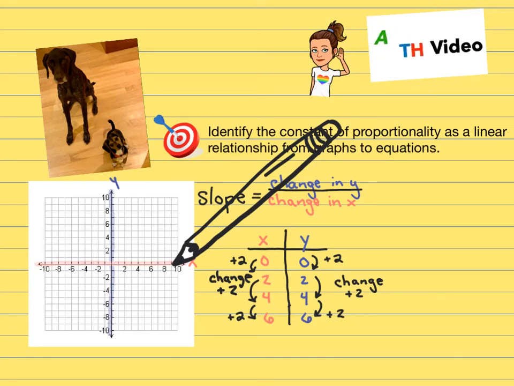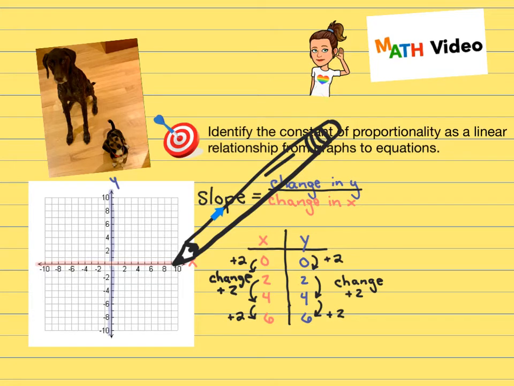Hi, math students. In this lesson, our learning target is identify the constant of proportionality as a linear relationship from graphs to equations. The constant of proportionality is the same as when we find the constant rate of change. Look at this xy table. Notice that along the x coordinates, our constant rate of change is adding 2. And the same constant rate of change is happening on the y coordinates.